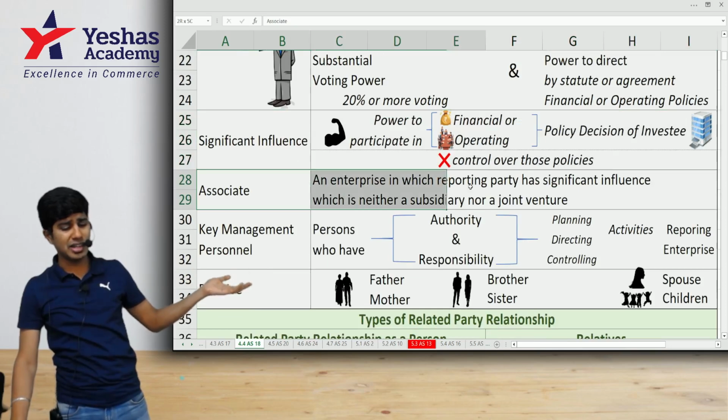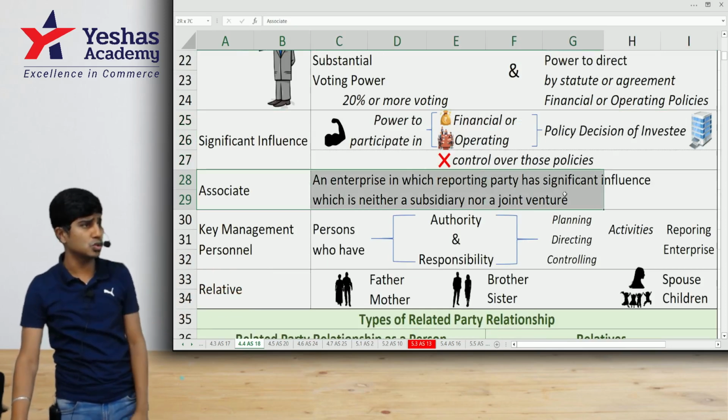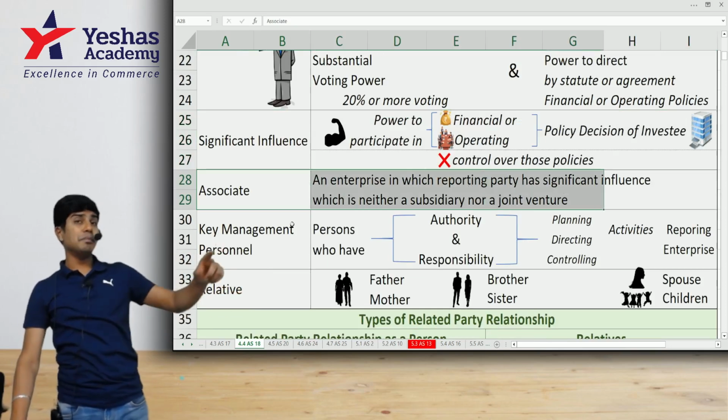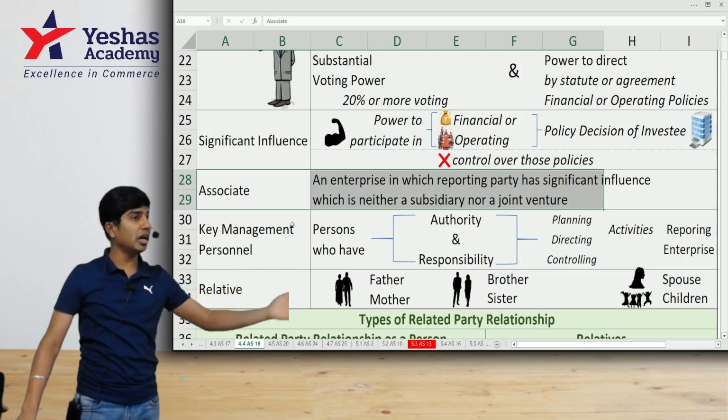What do you mean by associate? The company in which you have significant influence will become your associate. What do you mean by subsidiary? The company in which you have control will become your subsidiary.